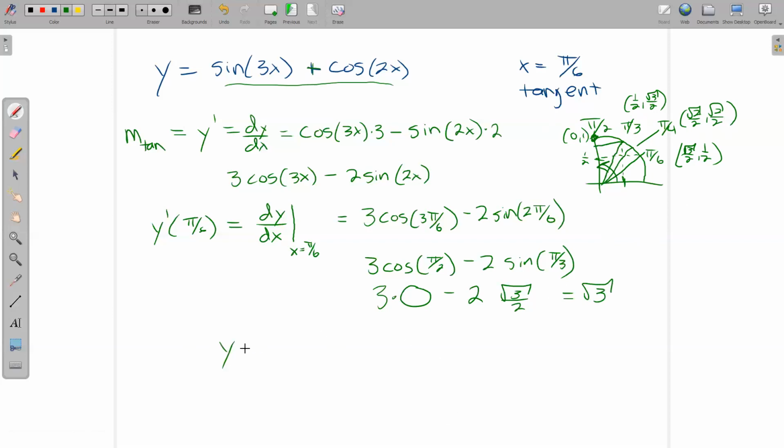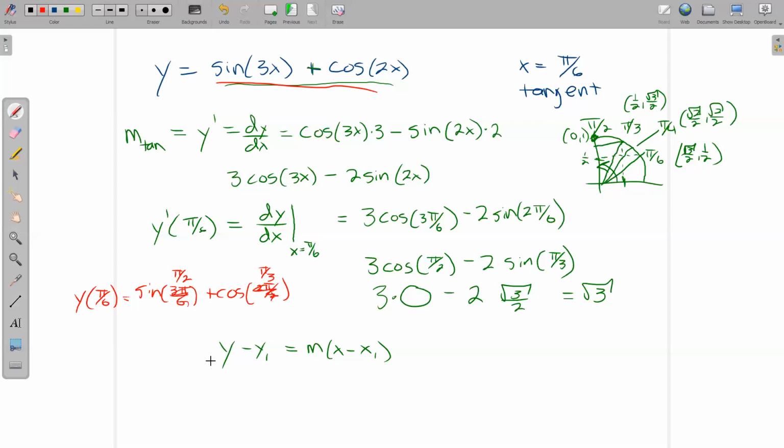Then the point slope formula, y minus y1 equals m times x minus x1. Oh, I have not calculated the y value here. So let's do that too. If I take my y and evaluate it at pi over 6, I get sine of 3 times pi over 6 plus cosine of 2 times pi over 6. And then 3 over 6, so that's sine of pi over 2, and this would be cosine of pi over 3.